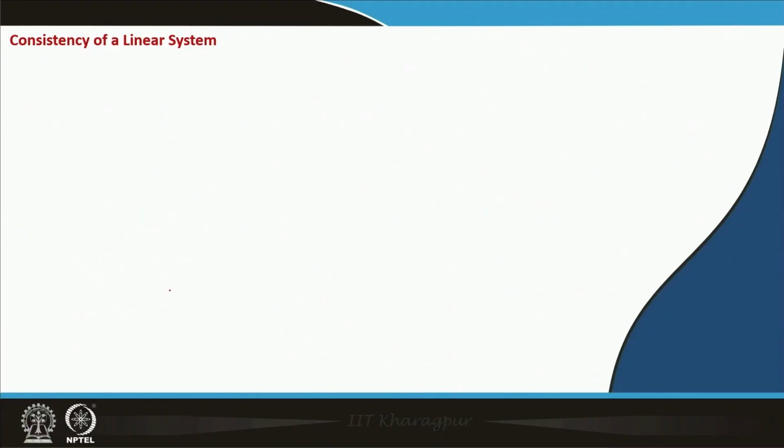Just to begin with, to remind the consistency of a linear system, which was also discussed in engineering mathematics 1 in the section of linear algebra. Here we are talking about, let us say, the system of linear equations having m equations, n unknowns. So, the matrix A has dimension m cross n. There are m rows and n columns.